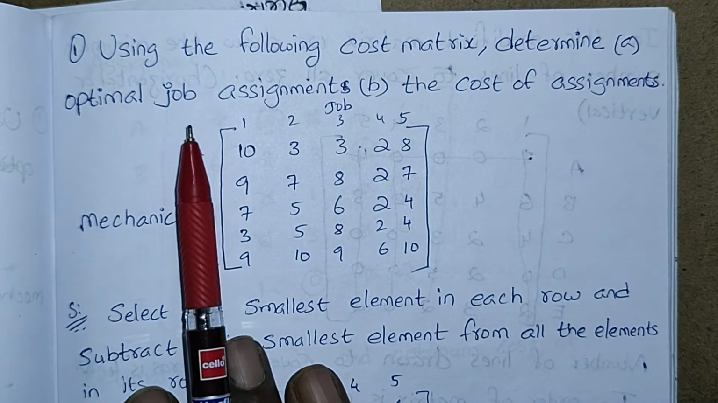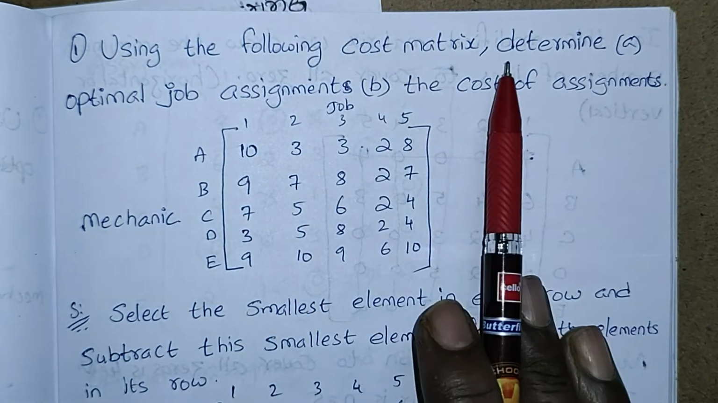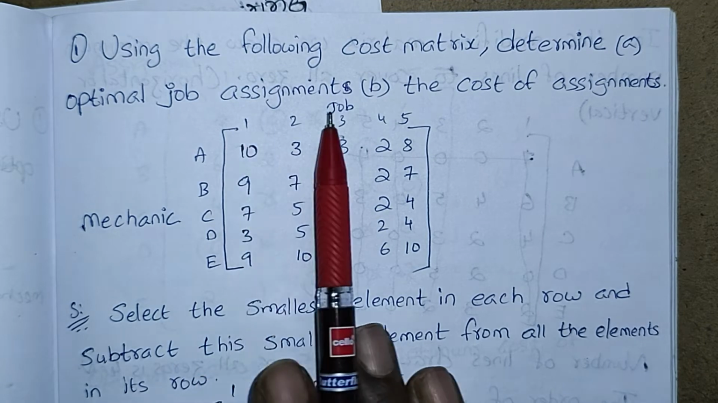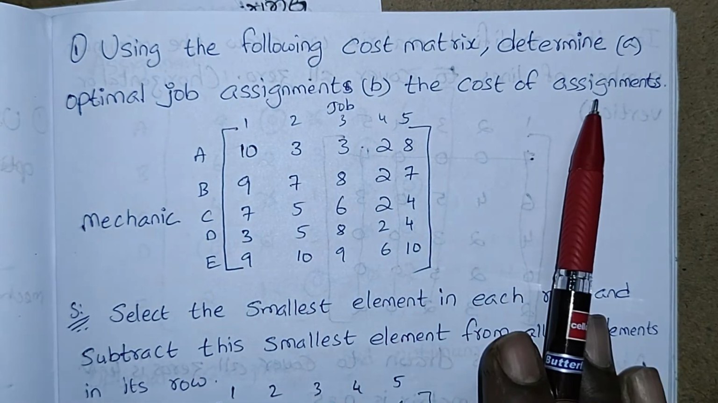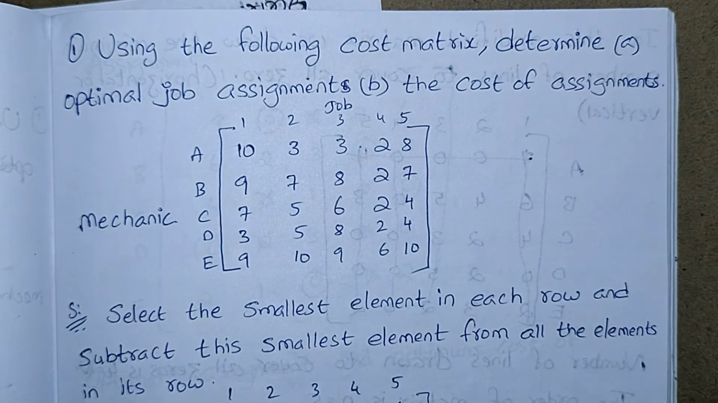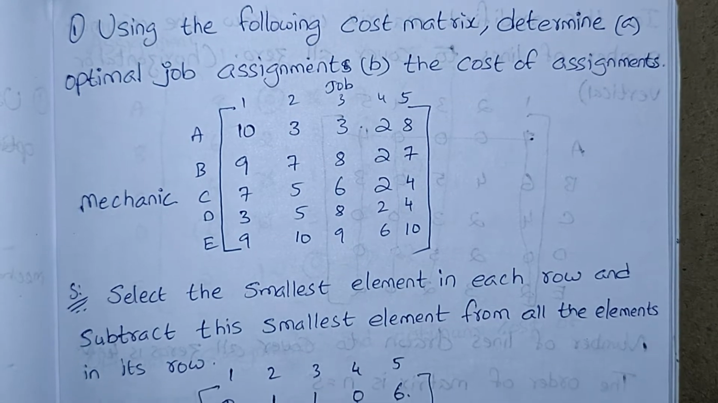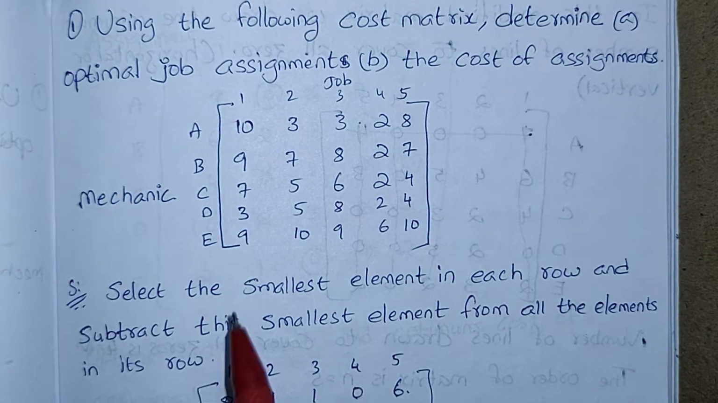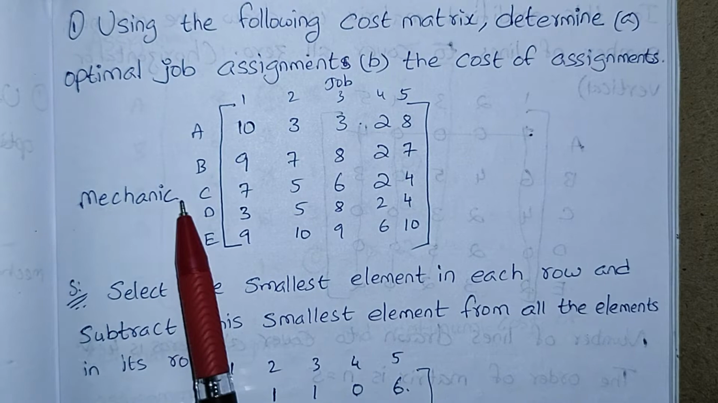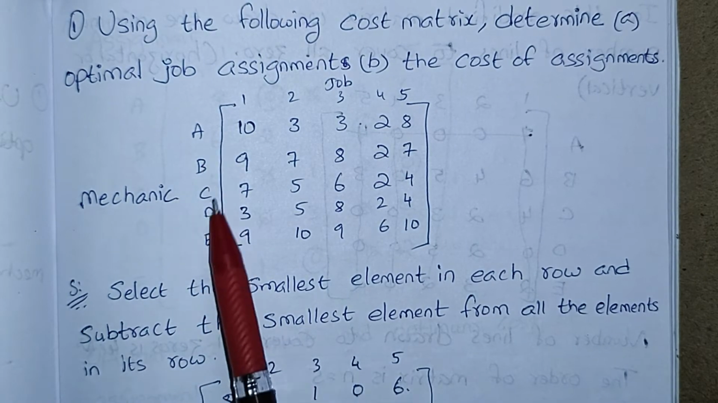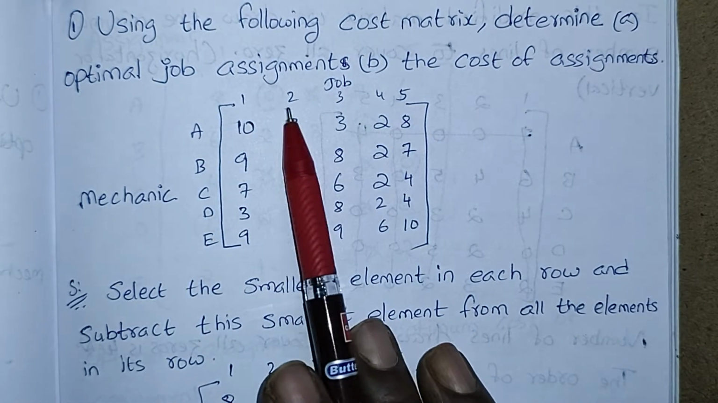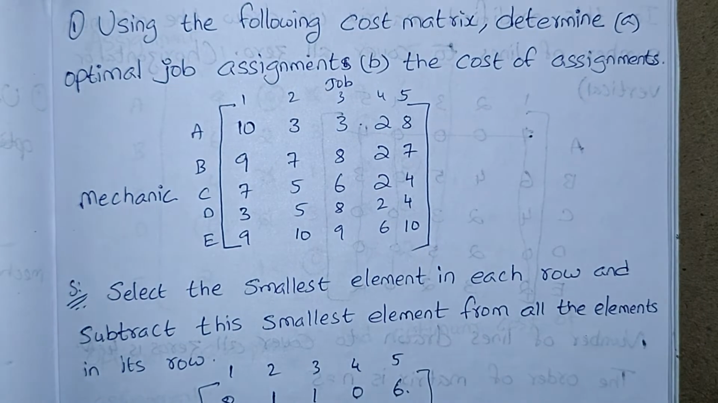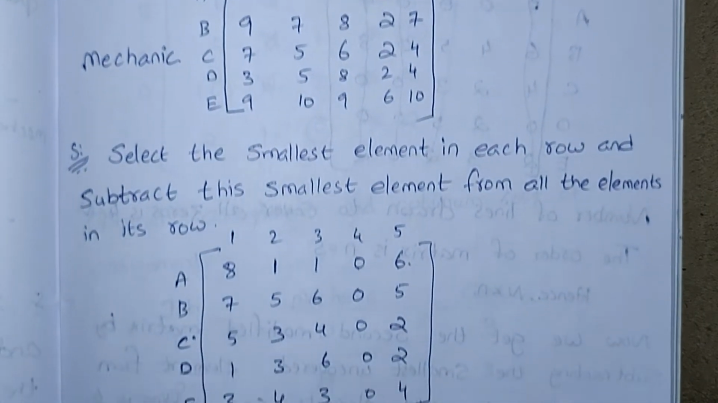See, this is the problem. Using the following cost matrix, determine the optimal job assignment and the cost of assignment. Always in our assignment, the cost should be minimized. Now we will see how we can minimize. Here you can see these are the mechanics A, B, C, D, E, and these are the jobs 1, 2, 3, 4, 5. Now we'll start seeing the solution.